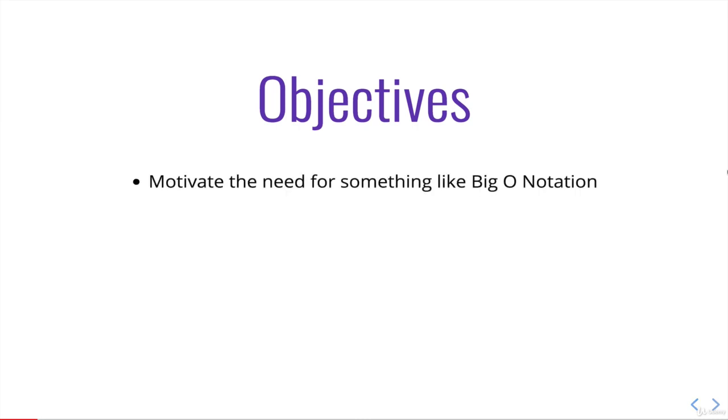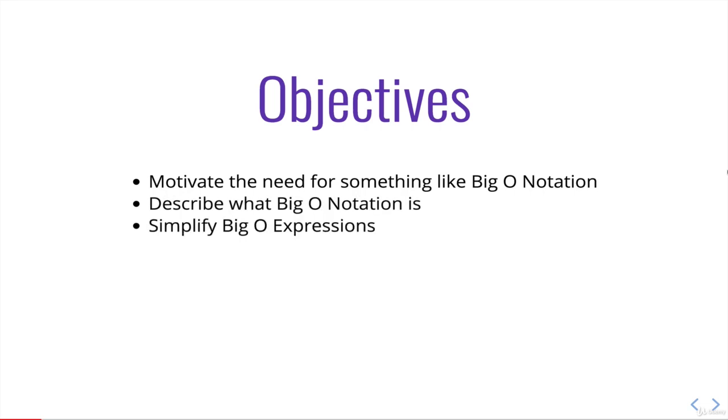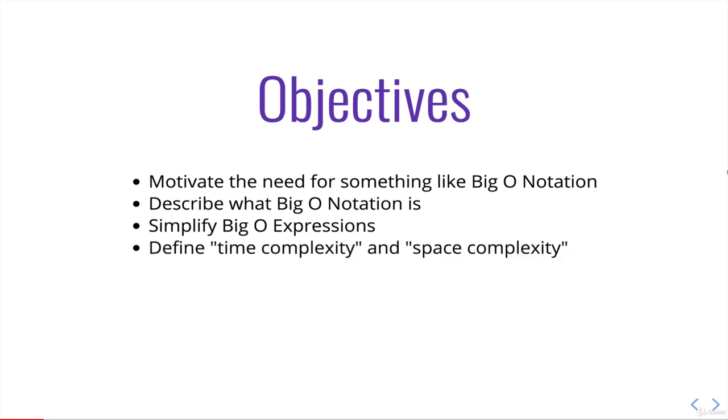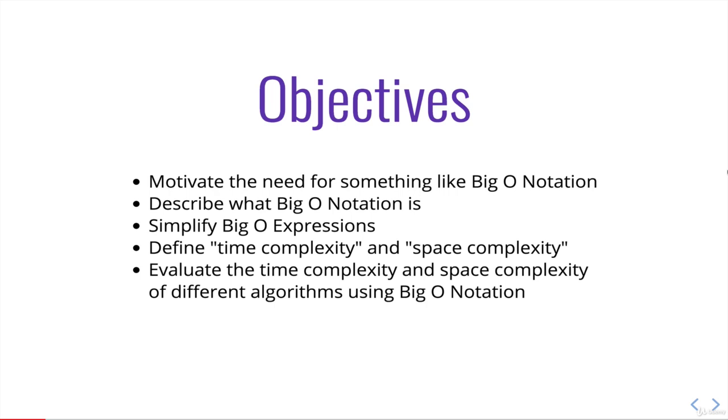Let's talk about the objectives for this section. So in this video, we're going to start by just talking about the need for something like Big O notation. I haven't even mentioned what it is, so we're going to get to that. Then we're going to describe what it is, so why we care about it, what it is. We're going to learn to simplify Big O expressions. We'll define time complexity and space complexity. We'll evaluate time complexity and space complexity of different algorithms using Big O notation. And then we'll describe what a logarithm is, a bit of math at the end there.